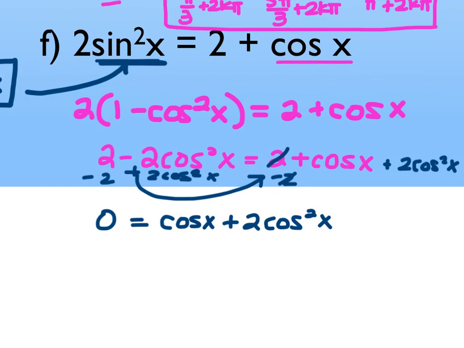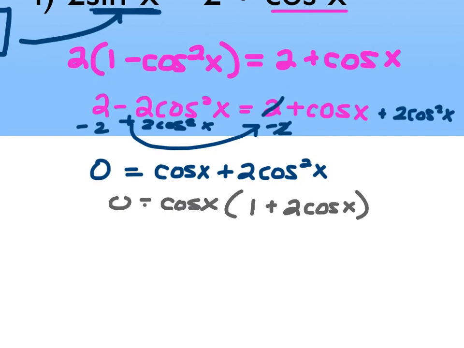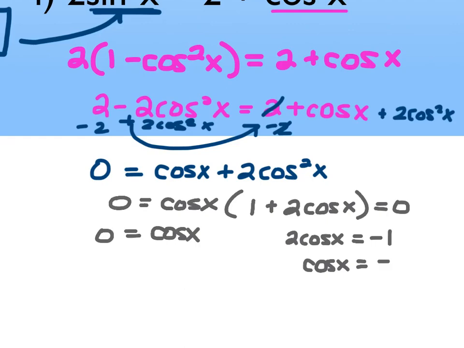Now there's two terms, one squared and one is not, but they both have a cosine on them. So I can factor out the cosine, and I get cosine x times (1 plus 2 cosine x). Now if either of these are 0, the whole thing's 0, so I can split it and solve it. On the left, I get cosine of x equals 0, and on the right, 2 cosine of x would equal negative 1. Cosine of x would equal negative 1/2.